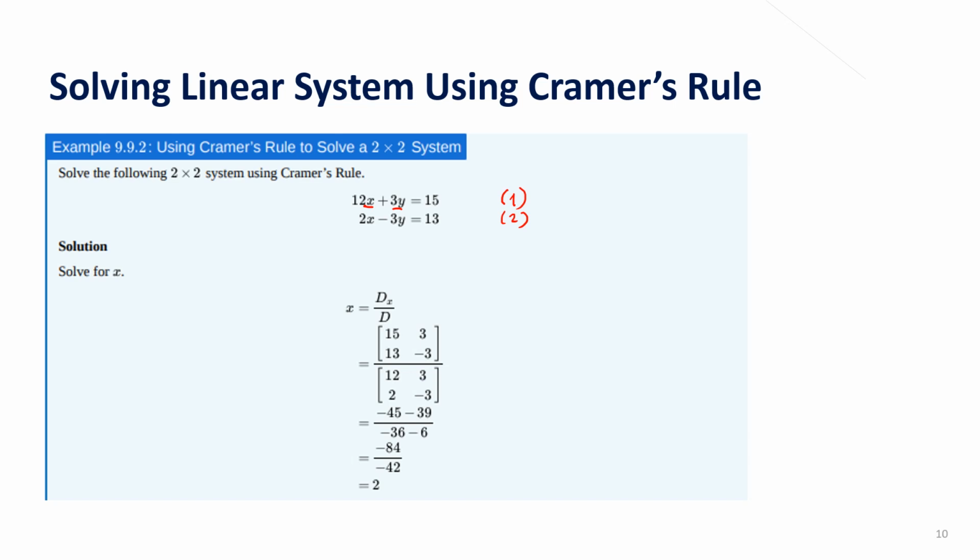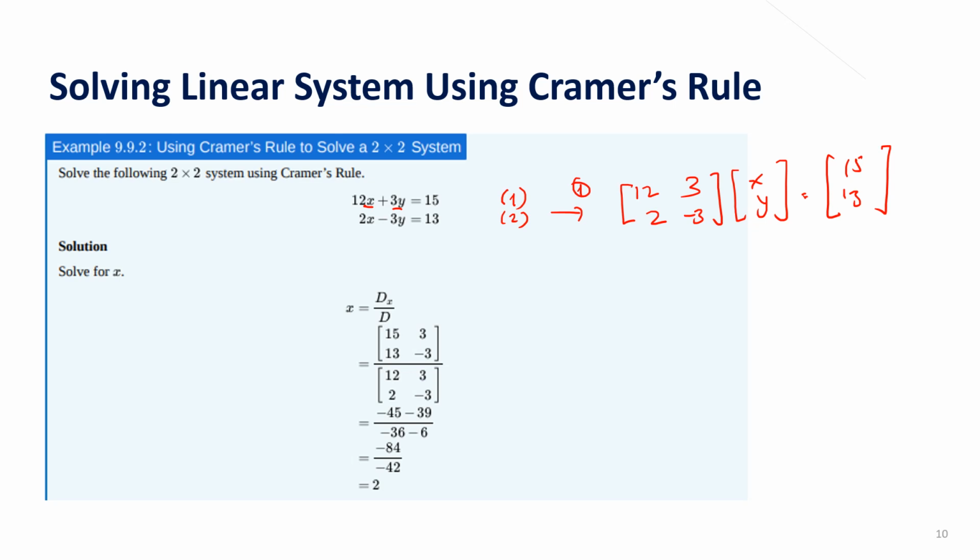And then to solve this one, we can use Cramer's rule, in which the first step, of course, is we convert it to the matrix system. We will have 12 and then 3, and then 2 and then minus 3 here, as well as the right hand side, which will be equal to 15 and 13, right? So if you want to solve this one, you actually want to find the values of x and y, right?